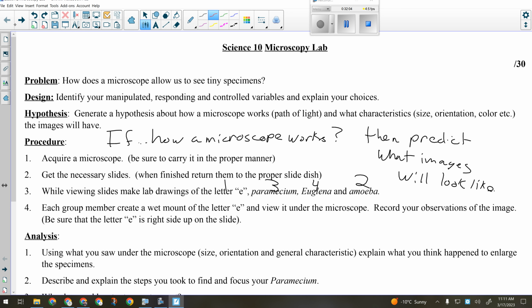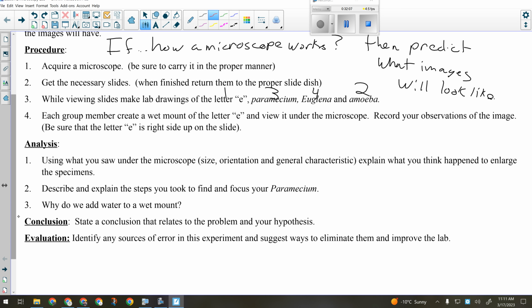For the analysis, you have 3 questions there, using what you saw under the microscope, and this is mostly going to be with your letter E, because that's the only one you know the orientation of. Explain what you think happened to enlarge the specimens. That would be that diagram I drew the other day with the lens and the light. That's how a microscope works, so that's what you're saying there. For question number 2, I just want you to describe what you did to find and focus the paramecium, kind of like a set of steps. So, put it on scanning power, then I did this, and then I did this, and then I did this. And then for number 3, why do we add water to a wet mount?